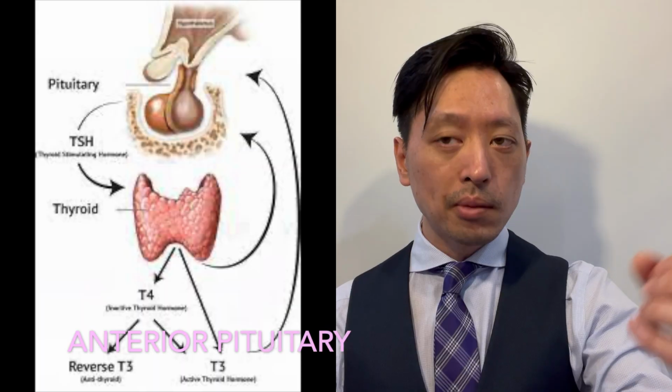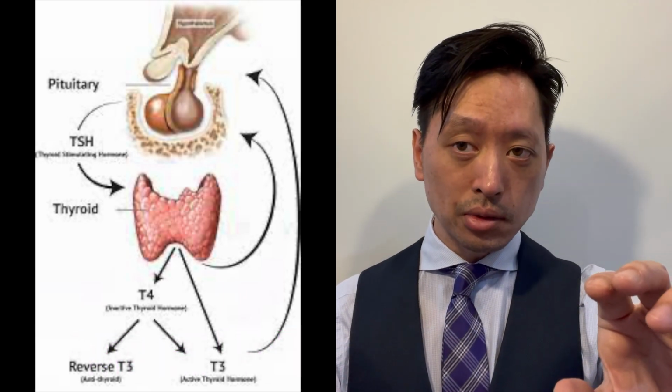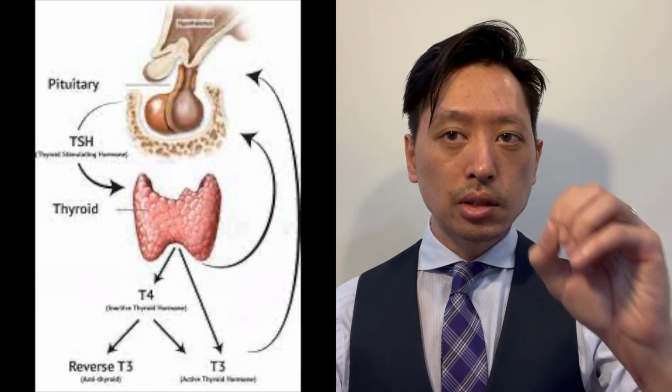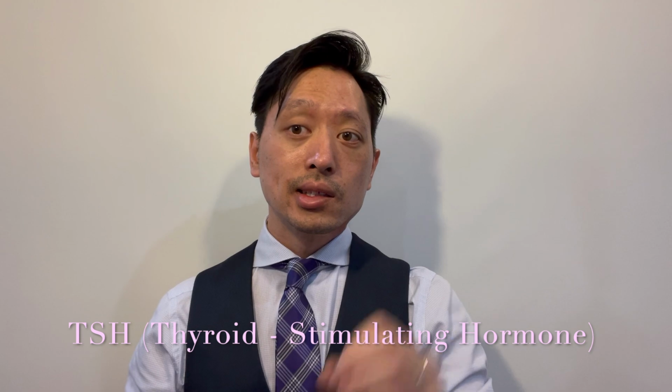So back to the pituitary gland. The pituitary gland is a master switch, as I said, and it has two main parts: the anterior part and the posterior part, right? And we're going to concentrate on the anterior pituitary, the front part of the pituitary gland, right? It has many cells, and each different cell secretes different hormones.